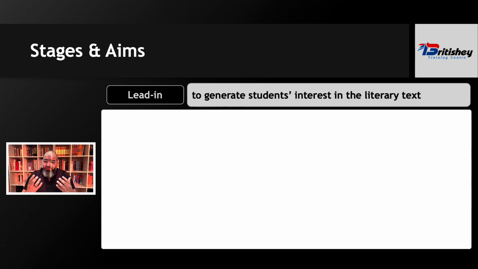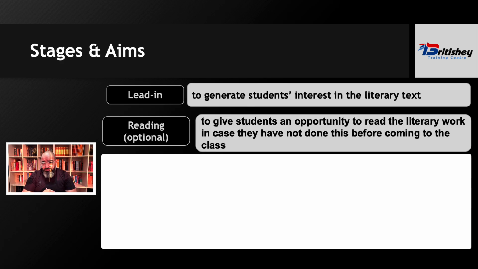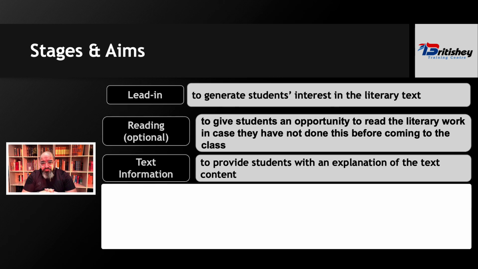But what is the aim of this stage? It's to give the students the opportunity to read and enjoy the literary text. Right. So stage number one is leading, and stage number two is reading. Now stage number three is text information. And in this stage, your job is to explain the content of the literary text. Because as we said, in this approach the focus is on the content of the literary work. So your job is to explain that.